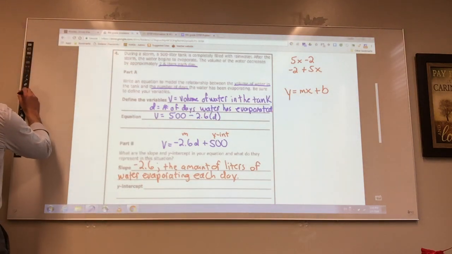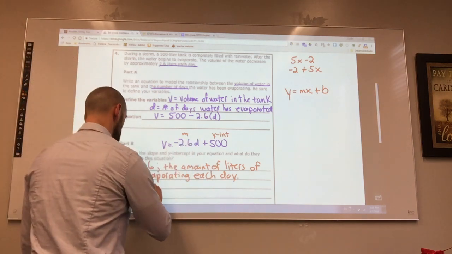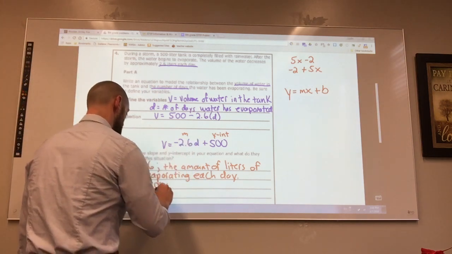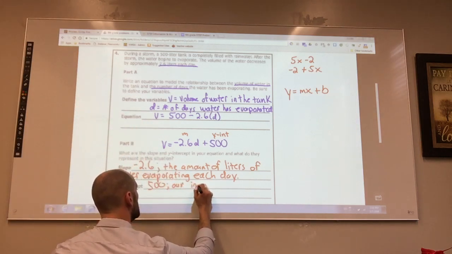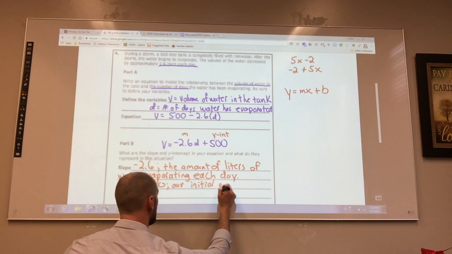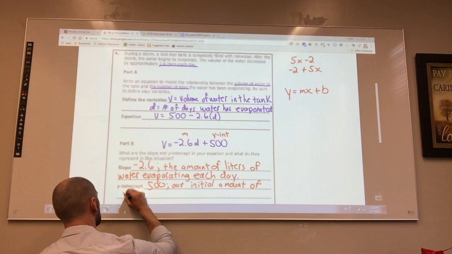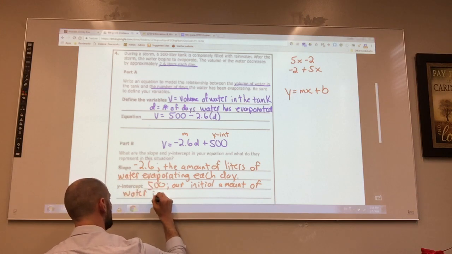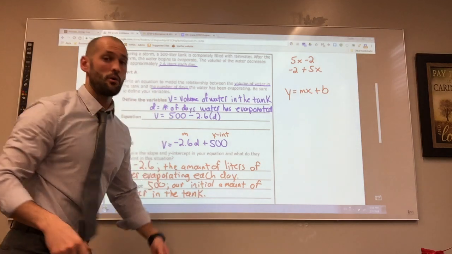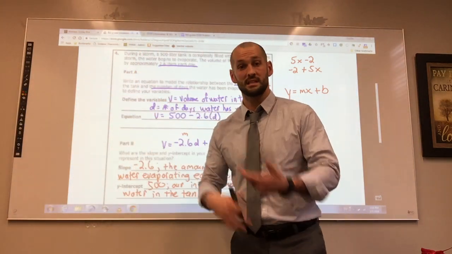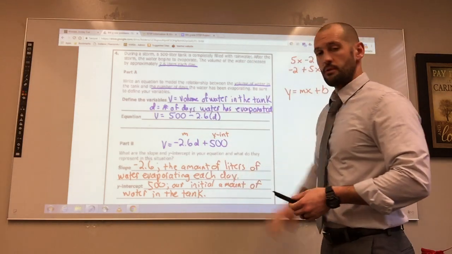Y-intercept. Now, this is the one thing we haven't talked about a ton yet, but we've already expressed it. What are we starting with? 500. What does that represent? This is our initial amount of water in the tank. You can also say this is the amount of water we start with in the tank. Anything that references beginning, 500, okay? That's part A and part B.